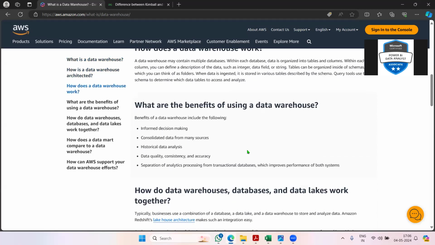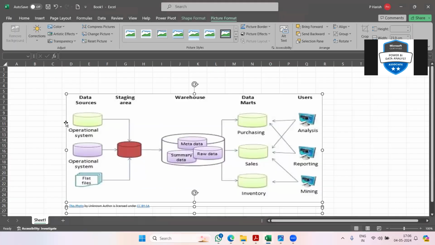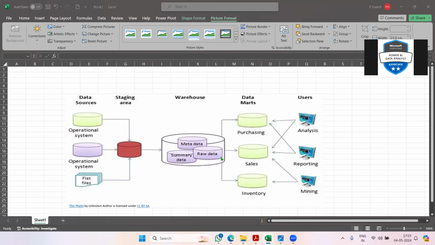So how is a database architected? And what are the benefits of data warehousing? Informed decision making, and consolidated data from many sources. So if you see here, you can have many sources, but I am going to keep consolidated information. Even in Power BI, once we pull all the data from different sources, I can show you how it looks, right?